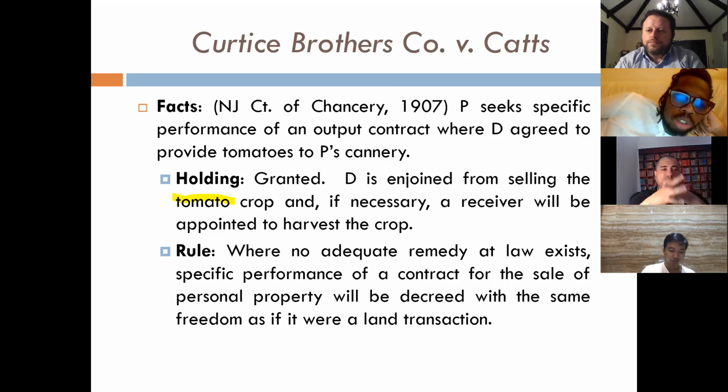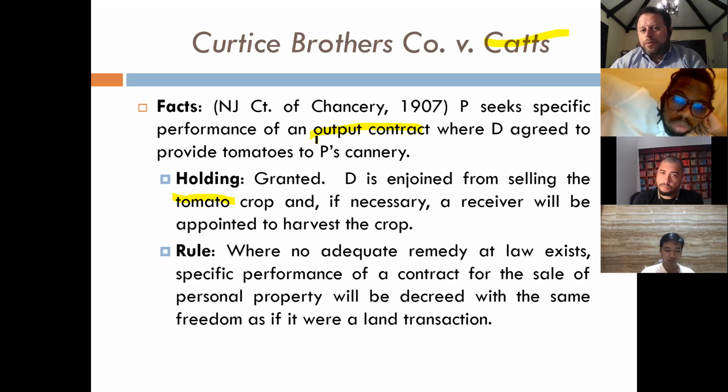So the court will not consider any substitute, right? I mean, it depends if a substitute is possible. In this case, a substitute was not possible. This was an output contract. So the plaintiff, Curtis Brothers Company, they were going to buy all of the tomatoes that Mr. Katz produced. And then Mr. Katz said, I'm not going to sell them to you. And they said, well, but we need them. They had a business making tomato sauce. They said, we need all of the tomatoes.